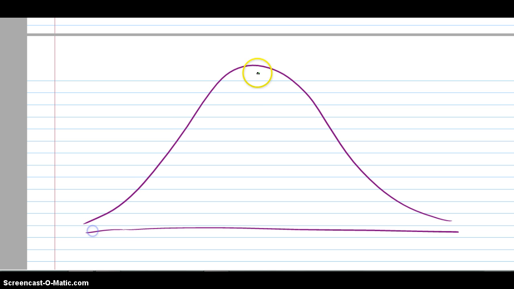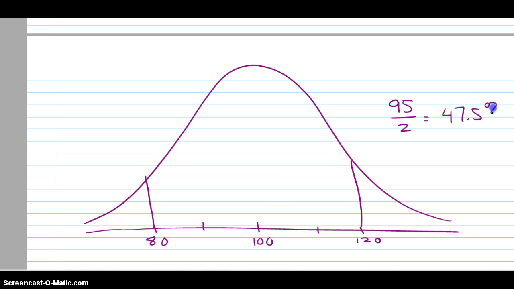Draw another curve. My mean is 100. I go out 2 standard deviations to 80 and 120. We said we had 95% within 2 standard deviations of the mean. 95 divided by 2, that's 47.5% between 80 and 100, and between 100 and 120.